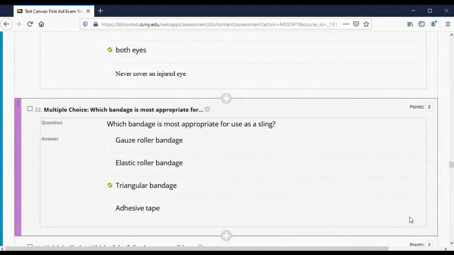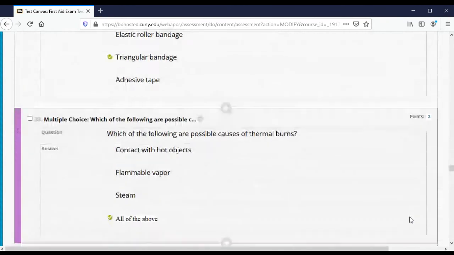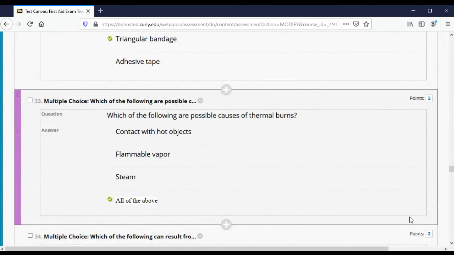Which bandage is most appropriate for use as a sling? And the answer is a triangular bandage, otherwise known as cravats. Which of the following are possible causes of thermal burns? Thermal burns are basically the transfer of heat from one object to another. Contact with hot objects, flammable vapor, steam. So the answer is all of the above.